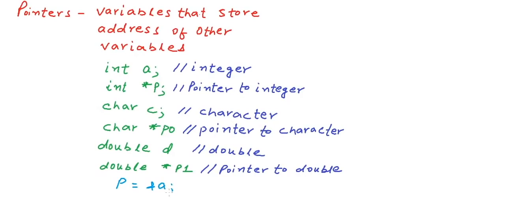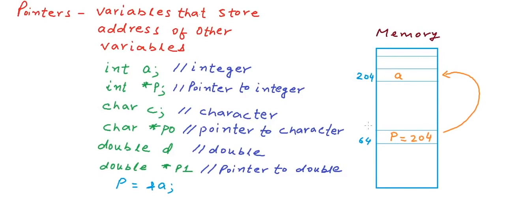Now this ampersand works as an operator that gives us the address of A. And what happens in the memory is something like this. The variable P stores the address of variable A. So in this figure here, P's value is 204, which is the address of A. So P points to A.